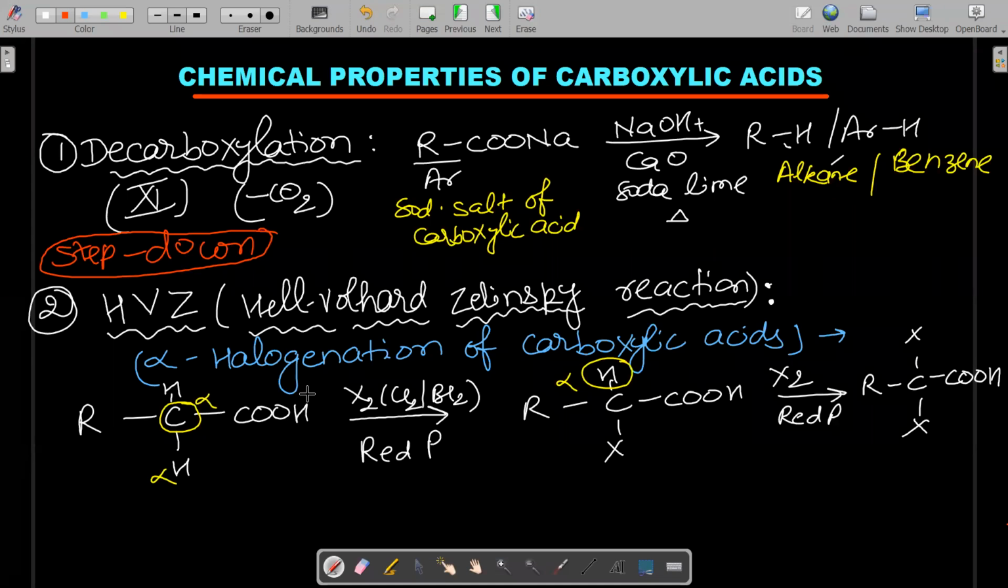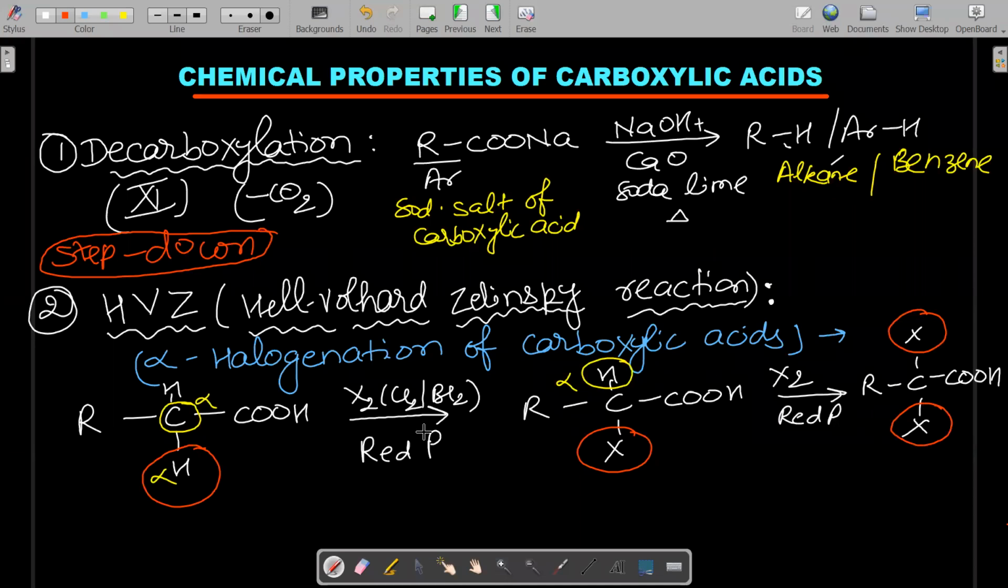Now see the reaction. Any carboxylic compound where alpha carbon is present and alpha hydrogen is present, that alpha hydrogen is substituted by halogen. So what is the reaction? Carboxylic acid reacts with halogen, but the halogen is only chlorine or bromine. So when carboxylic acid reacts with halogen in presence of red phosphorus, the alpha hydrogen is substituted by halogen. So this H will be substituted by Cl or Br, whatever. Okay. Now there is still one more alpha hydrogen, so we can take the second mole also. If we take in excess quantity, this alpha hydrogen is also substituted by halogen.